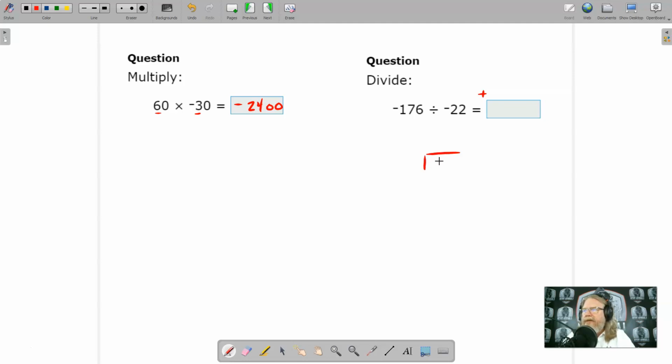Now, let's do it the traditional way with this nice little long division thing here. The number being divided goes on the inside. The one doing the dividing is on the outside. 22 will not go into 1, so we have no number here. Now let's consider 17. It won't go into 17 either, so there's not going to be a number here as well. So now we have to consider this place value right here.